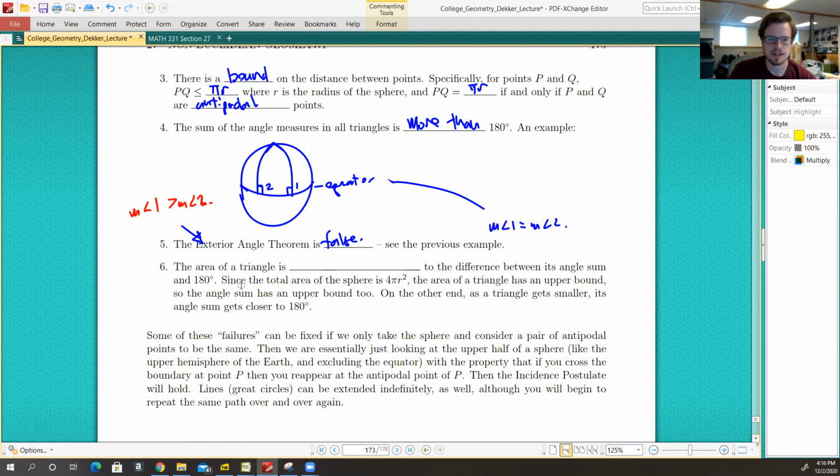All right, so the area of a triangle is proportional to the difference between its angle sum and 180 degrees. As we talked about earlier, when we looked at the smaller triangle, its angle sum was closer to 180 degrees. So of course, if we have a larger area, we're saying that it would be a larger difference from 180 degrees for the interior angle measure sum. So again, we already essentially discussed that.